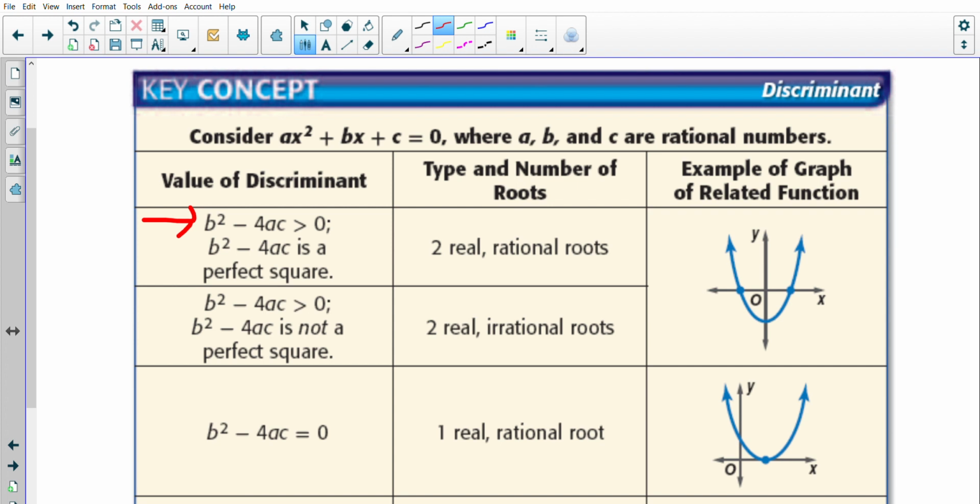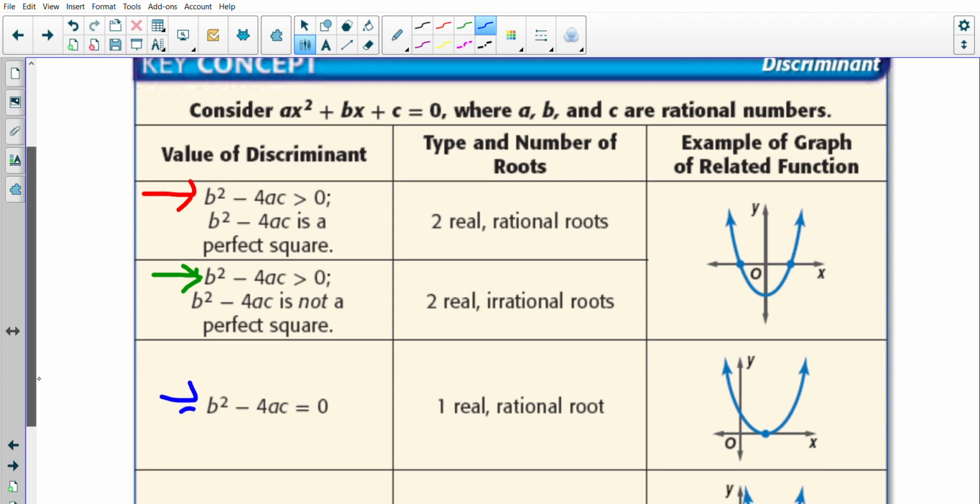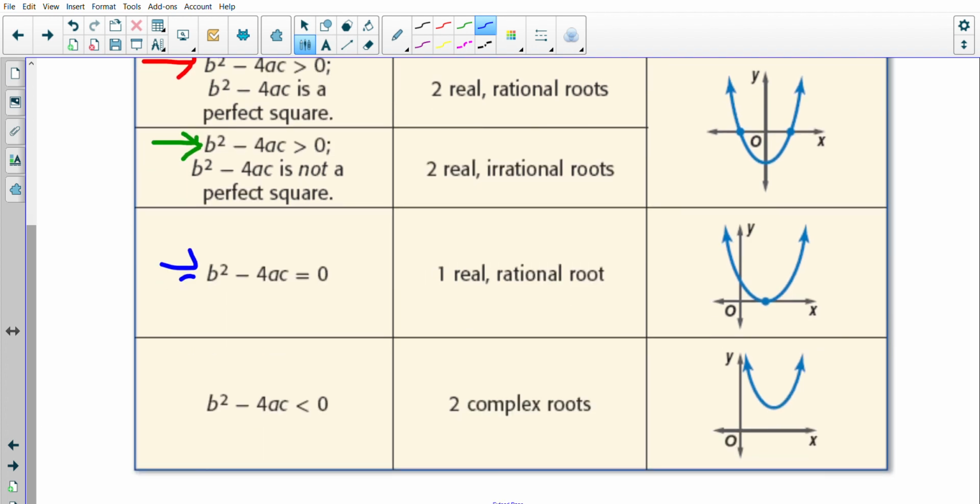If b squared minus 4ac, or the discriminant, is greater than 0 and not a perfect square, we'll have two real irrational roots. If the discriminant is equal to 0, we'll have one rational root. And if it is less than 0, we'll have two complex roots, or imaginary numbers. Okay, so this is what we're going to determine when we look through the discriminant.